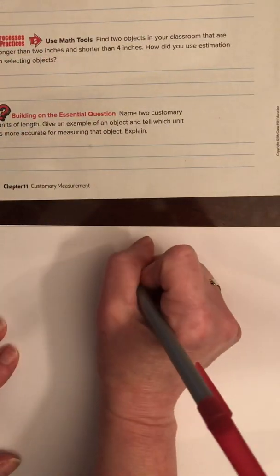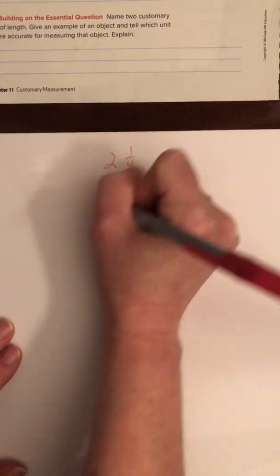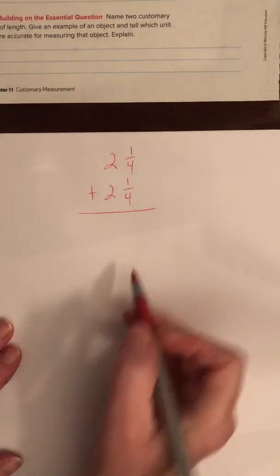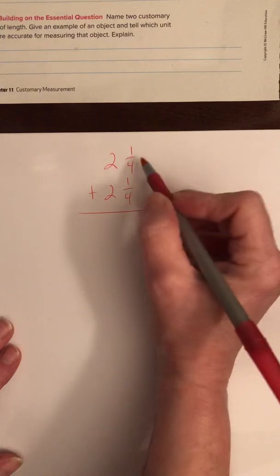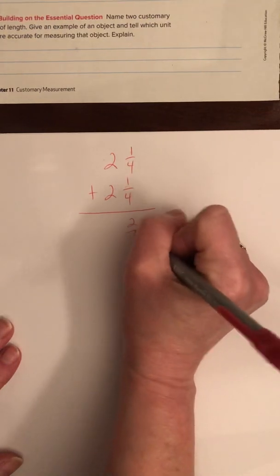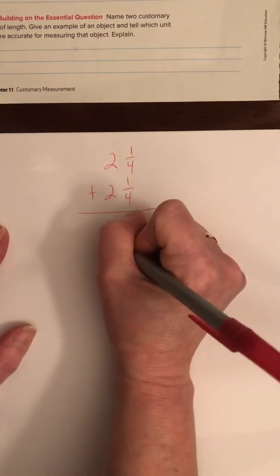I think it's a little bit easier. I wrote it across that way and did improper fractions, but I think it's kind of easier if you write it up and down. So I'll show you this way. 2 1/4 plus 2 1/4 inch, okay? Because these are like denominators, I can just add 1 plus 1 is 2/4, and then I can add the whole numbers. 2 plus 2 is 4.